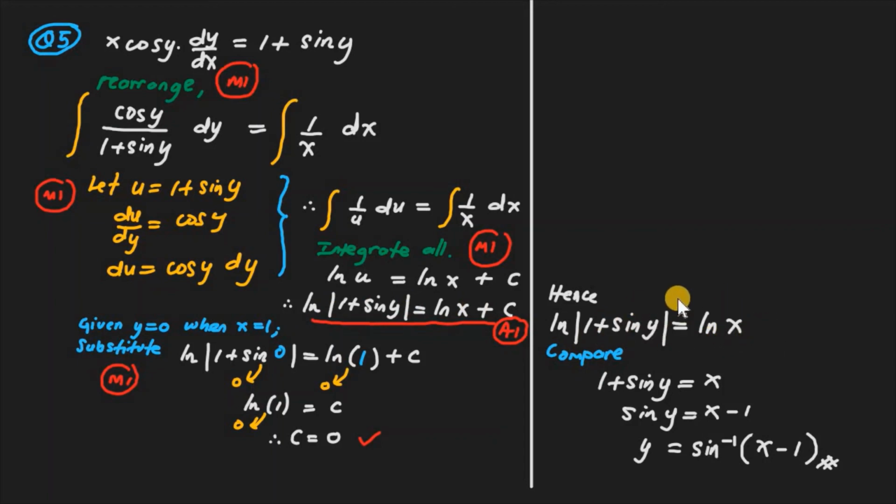And hence, we can compare the value of the ln. 1 plus sin Y is actually x. So, plus A is 1 as is. So, in this case, this is simpler than the previous one. It can carry 6 marks.